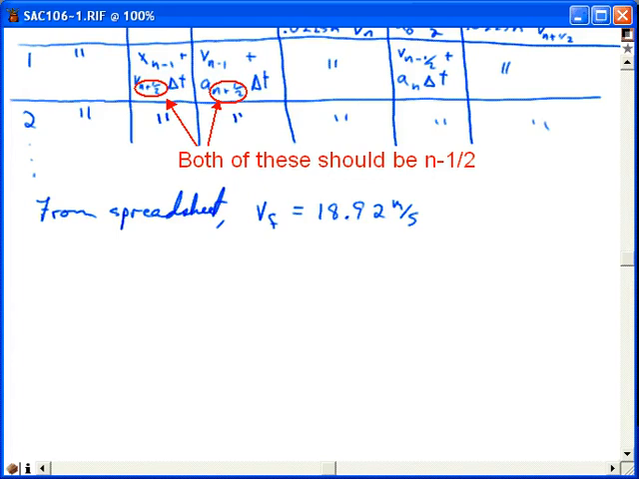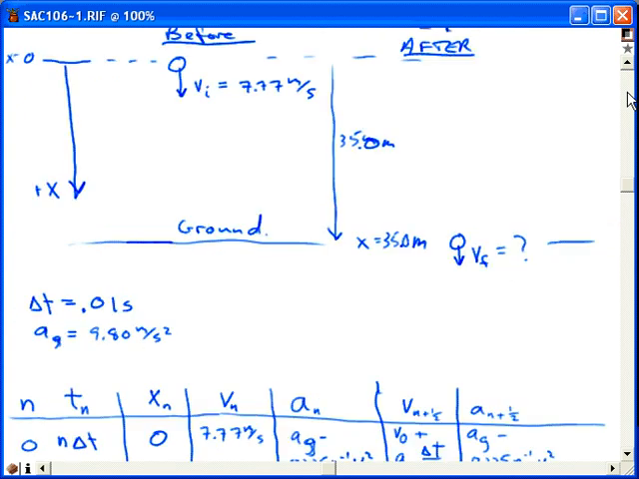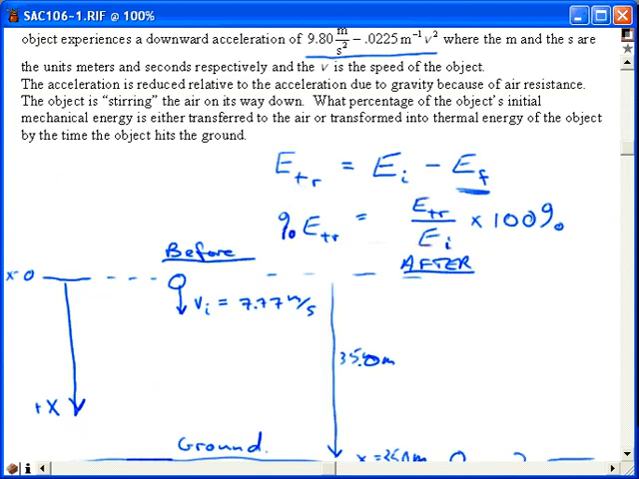Okay, now that we've got the speed of the object at ground level, let's go ahead and find out how much mechanical energy it lost on the way down. That is, how much mechanical energy was transferred to the air, where it stirred up the air and warmed up the air and also transformed into thermal energy within itself. So we had some expressions up here for the amount of energy transferred: initial energy minus the final energy.